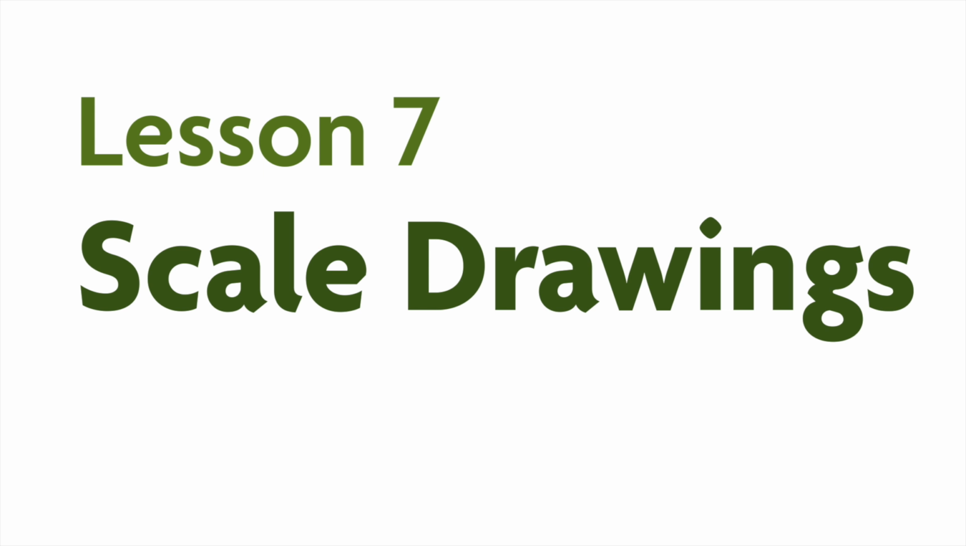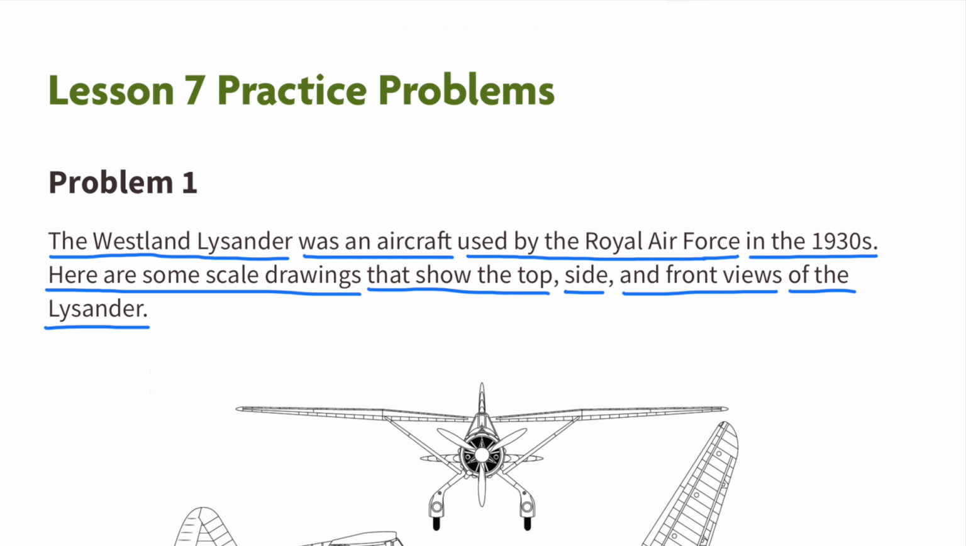7th grade, Unit 1, Lesson 7, Scale Drawings. Number 1. The Westland Lysander was an aircraft used by the Royal Air Force in the 1930s. Here are some scale drawings that show the top, side, and front views of the Lysander.